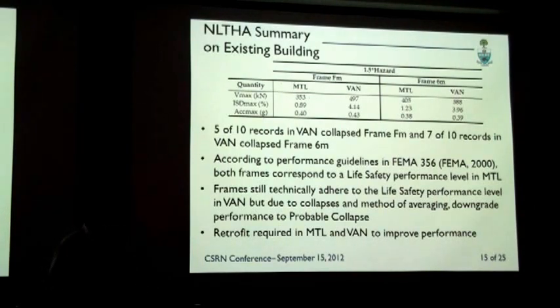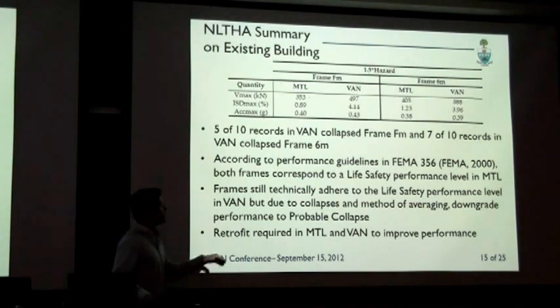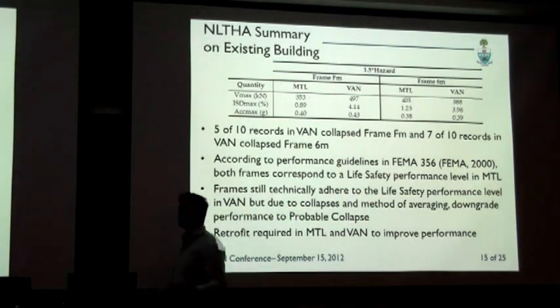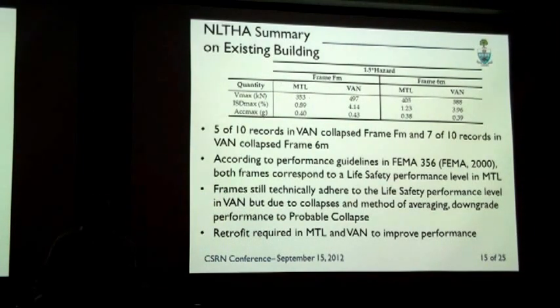But in Vancouver, in one direction, 5 of the 10 ground motions collapsed the frame, and in the other direction, 7 of the 10 ground motions collapsed the frame. It should also be noted that for the records that did cause collapse, the records were truncated at the 5% inter-story drift limit, and so the inter-story drifts that I'm showing here for Vancouver are actually an unconservative representation of the average inter-story drift.